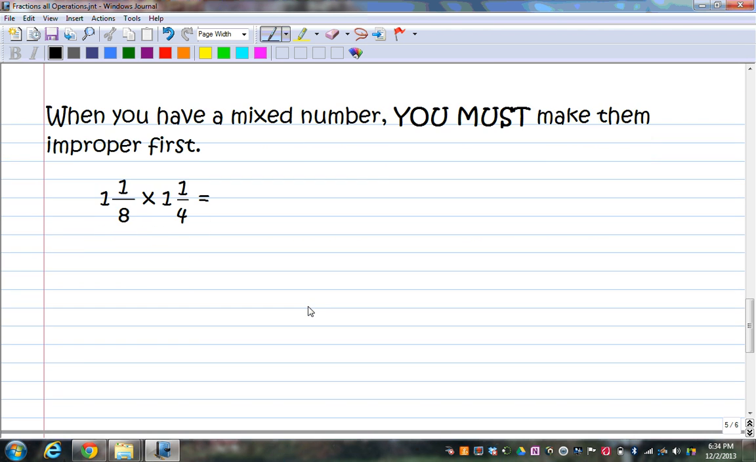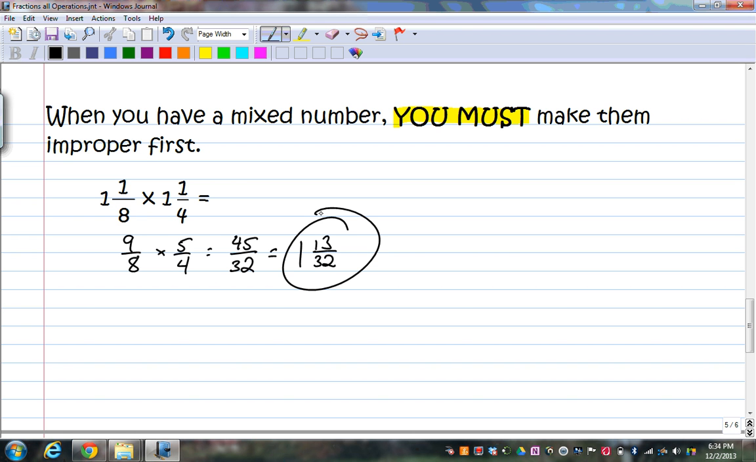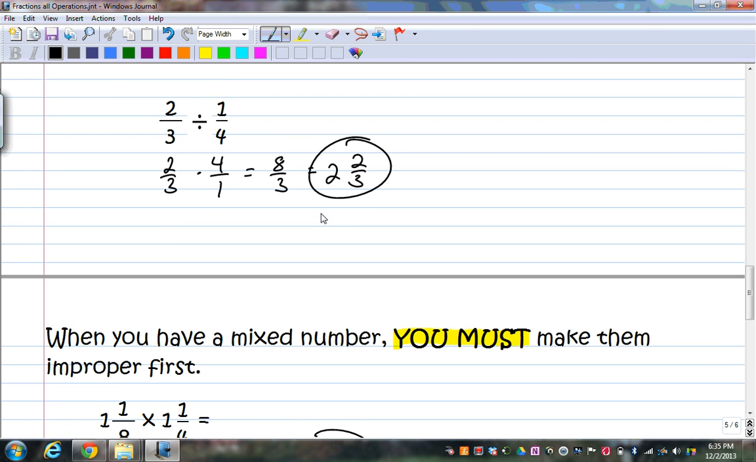When you have mixed numbers, whether it's for multiplication or division, you must make them improper first. So 8 times 1 is 8, plus 1, I have 9/8. 4 times 1 is 4, plus 1 is 5, so times 5/4. This is equal to 45/32. 32 goes into 45 once. There's 13 left over. Keep the denominator. Cool? Moving on, my last sample.